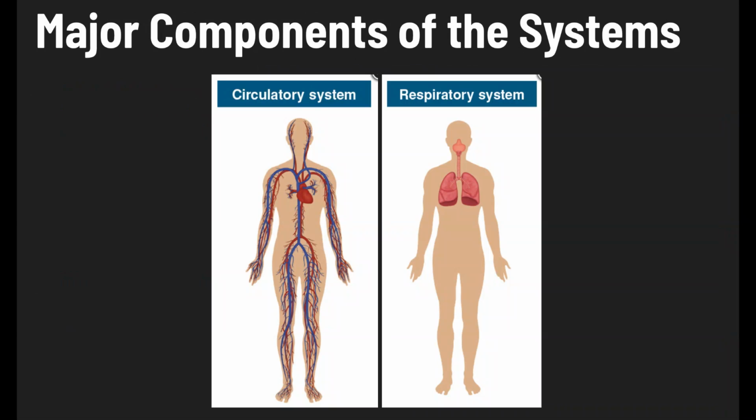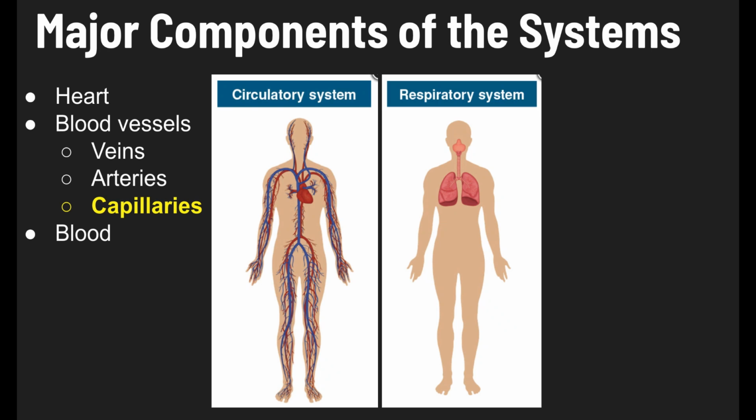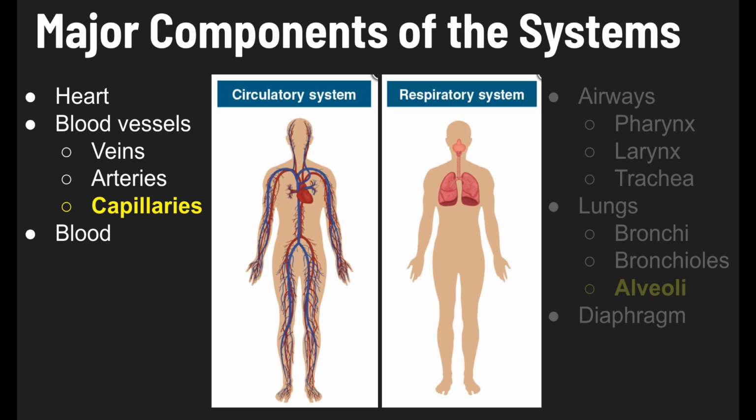Okay, so first, let's talk about the relationship between the circulatory system and the respiratory system. In the circulatory system, there are some major components. There's the heart, blood vessels, and the blood. Now, within the category of blood vessels, there are three types here. So there are veins, arteries, and capillaries.